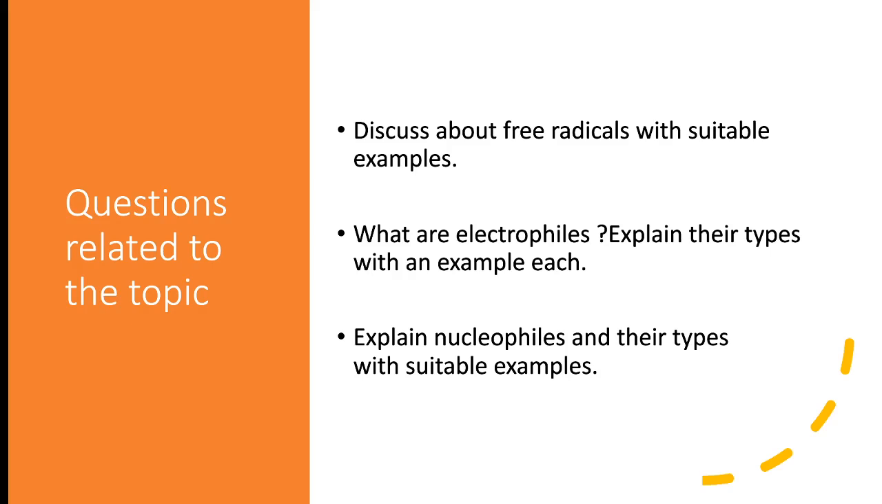So, what are the different types of questions to be asked in the examination on this topic? We discussed. The first one is about free radicals: free radicals definition, how they are produced, how they are represented, and what are the different types of examples we come across. Second one is what are electrophiles: definition of electrophiles, how they are produced, how they are represented, how many types of electrophiles are there, and examples for each type.